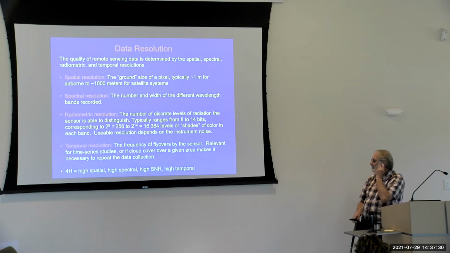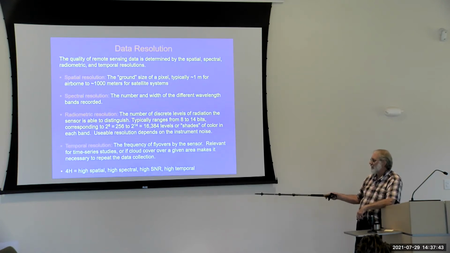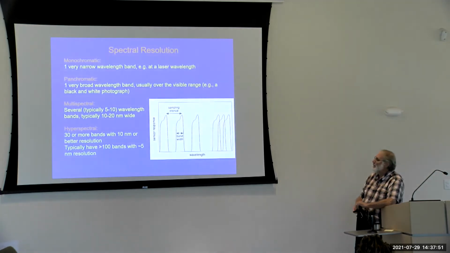So then you'll also see, I've seen papers where they said, oh, we're doing 4H remote sensing. What is that? Well, I dug around. 4H means high spatial, high spectral, high signal to noise, and high temporal resolution. So just one of those buzzwords that everybody knows except me.